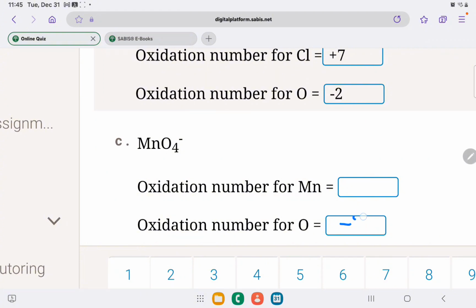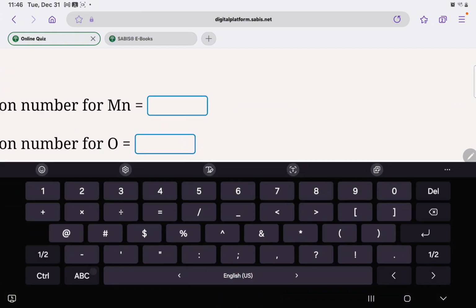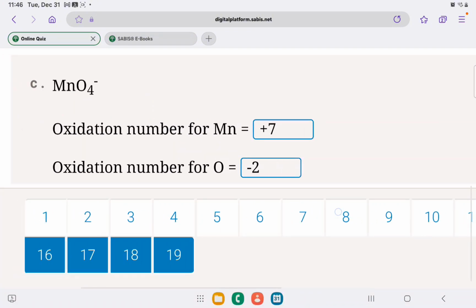And then the last one, MnO4. Oxygen is always -2, Mn is x because we don't know what it is, so x plus 4 times -2, because we have 4 oxygens, equal to -1, because that's the charge of the ion. So x minus 8 is equal to -1, x is equal to +7. So +7 and -2.